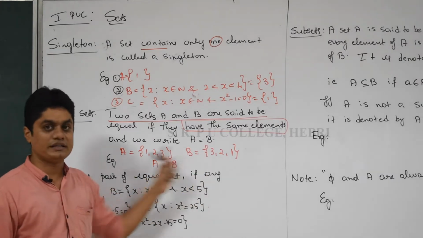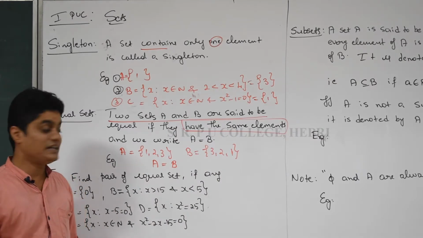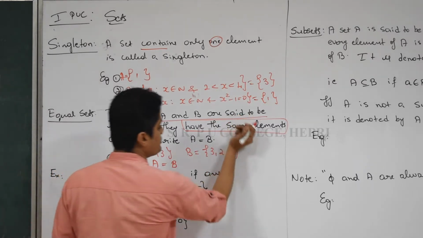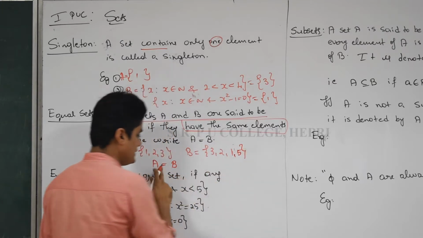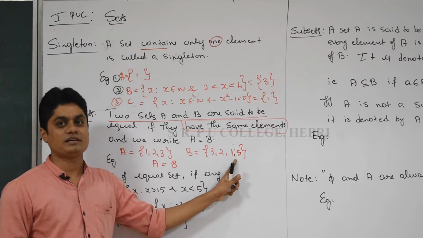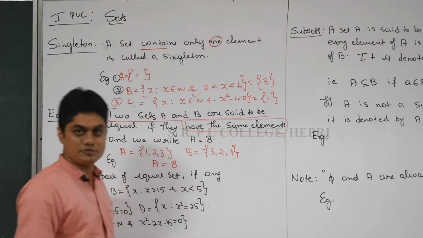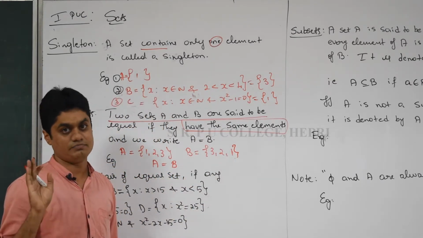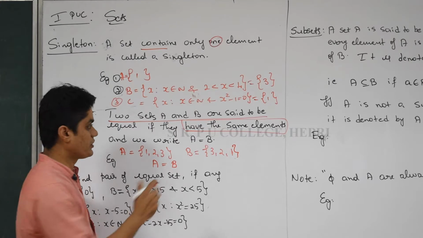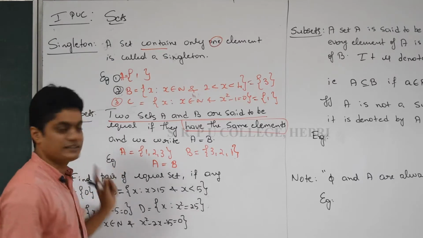Don't think that 1 should be matched with 1 in position here. No, order can be anything, but the elements should be the same, as well as the number of elements. Suppose B has an extra element 5. Then you cannot write A is equal to B, because 1, 2, 3 is present in both, but one extra element is included which is not there in A. So in this case it is not equal. The number of elements must be the same and the elements must be the same. You can equate two sets only in this case, no other possibilities.